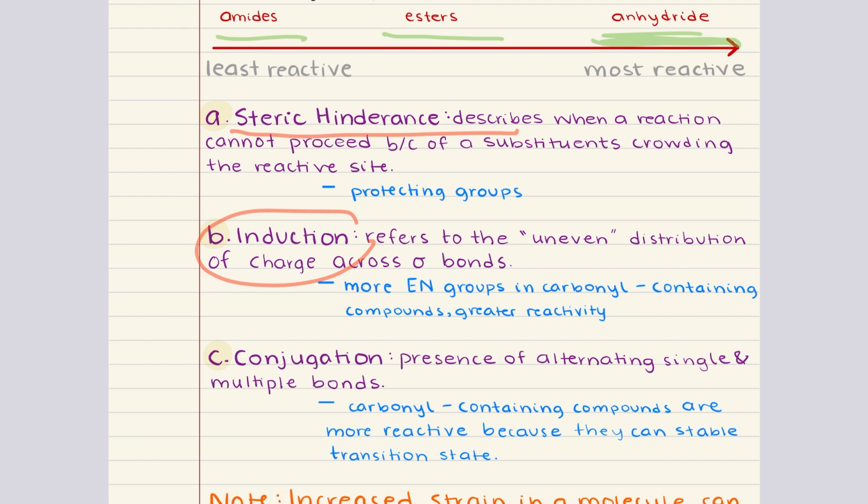Nitrogen is less electronegative than oxygen, and it has a lone pair that can delocalize into the carbonyl via resonance. This resonance donation pushes electron density towards the carbonyl carbon and it stabilizes it. So that's going to decrease its electrophilicity and its reactivity. So compared to oxygen in anhydrides, the nitrogen in amides does the opposite. It reduces the carbonyl's susceptibility to nucleophilic attack.